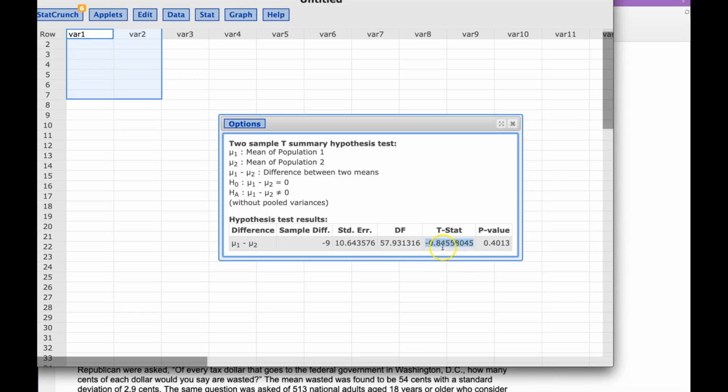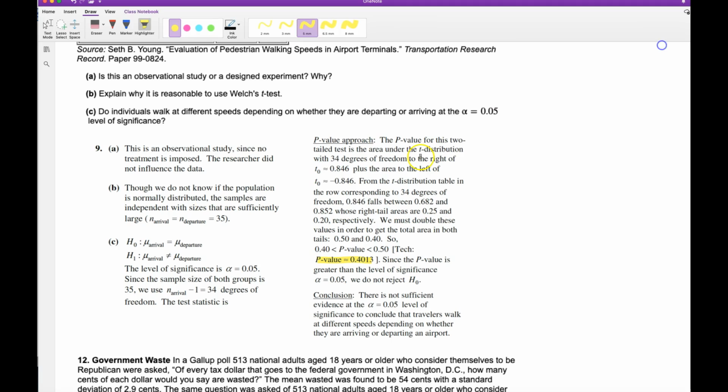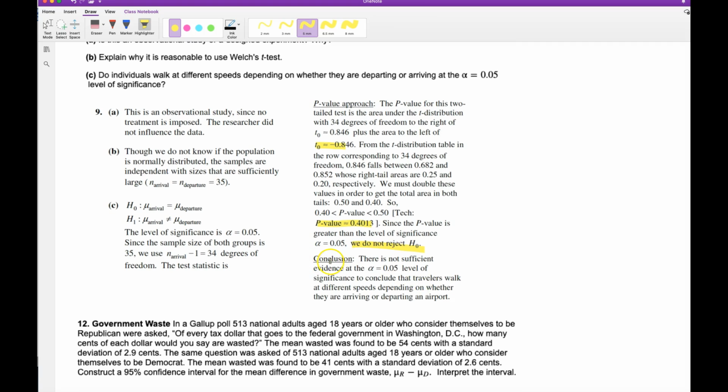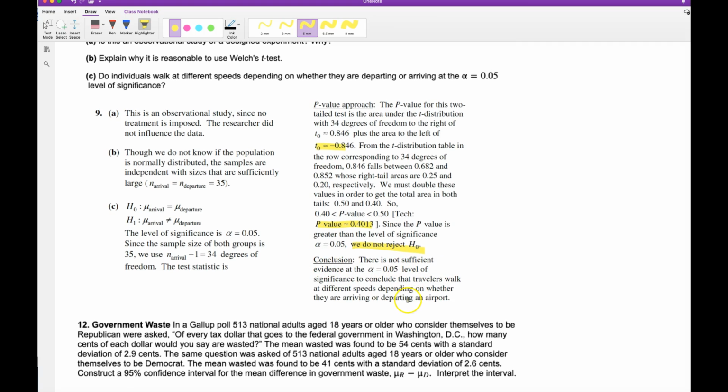There's your p-value and your t-value. You can see negative 0.846 matches up with what we have over here. Since that p-value is bigger than alpha, we do not reject the null hypothesis, and you come up with that conclusion right there. So we don't have evidence to say that those speeds are different, that they walk at different speeds.